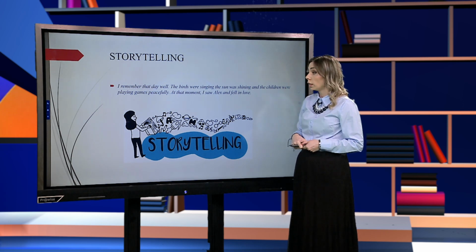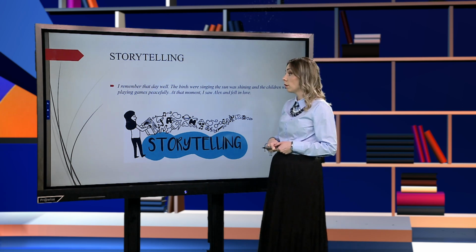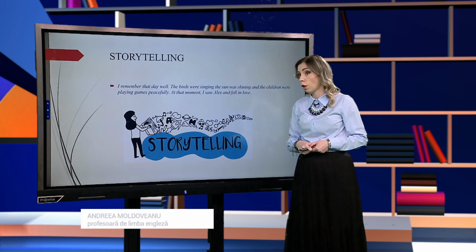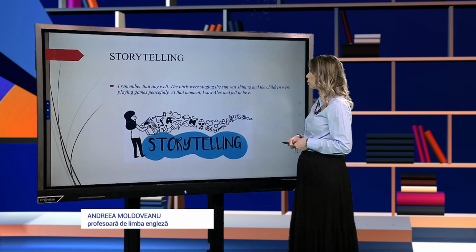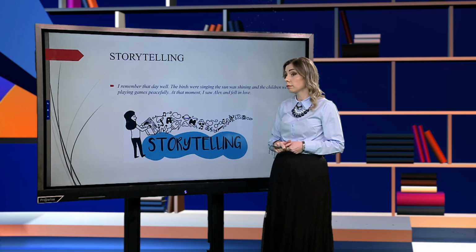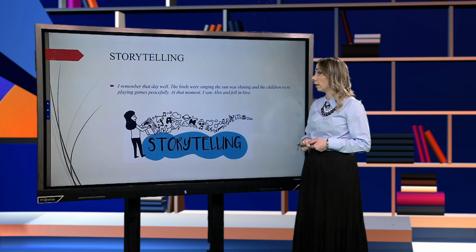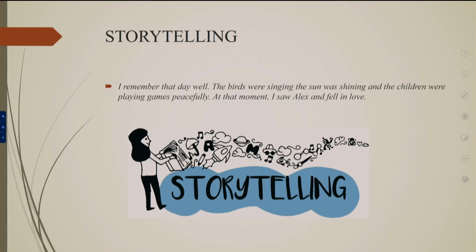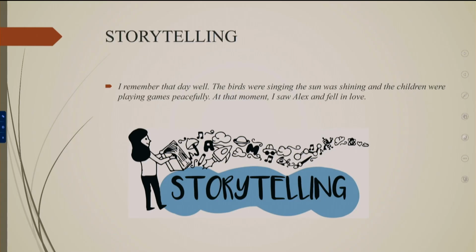So, here we have the beginning. I remember that day well. The birds were singing, the sun was shining, and the children were playing games peacefully. At that moment, I saw Alex and fell in love. So, you have to continue the story using the past continuous tense. Anna, are you ready? He was wearing a very beautiful jacket.